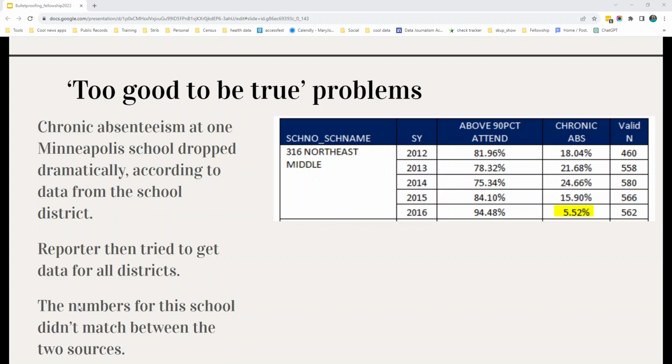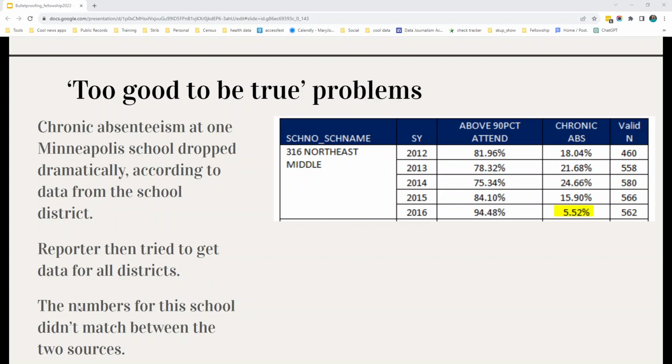And to do that, she had to go to the state. And the state had different data. They measure chronic absenteeism differently. It's based on the number of days you're absent over a certain period of time. And their measurement is just different than Minneapolis. And so the numbers from Minneapolis were different than what she had gotten from the Minneapolis School District. But it was still puzzling to her that this 5% was not adding up for her.